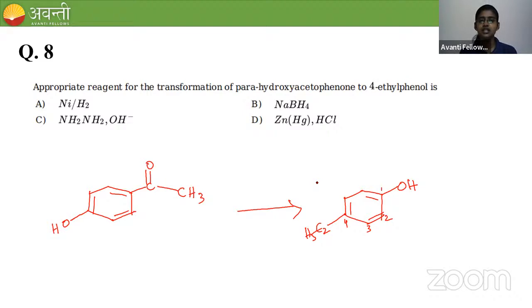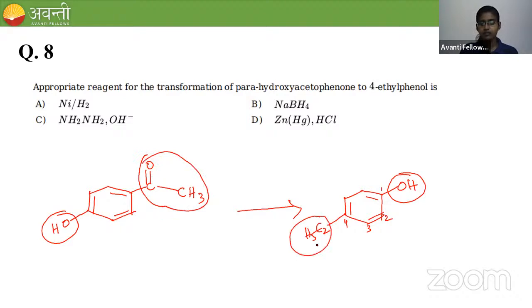So this is basically the reduction, right? It is just the other way around. The OH group remains constant in both compounds. Only the COCH3 part is getting converted to C2H5. C2H5 can also be written as CH3, CH2, right? So only the C double bond O is getting converted to CH2.